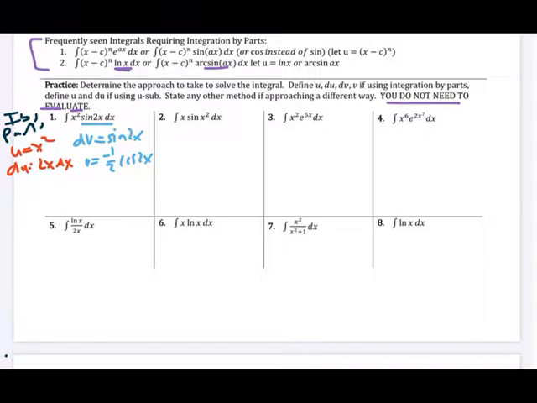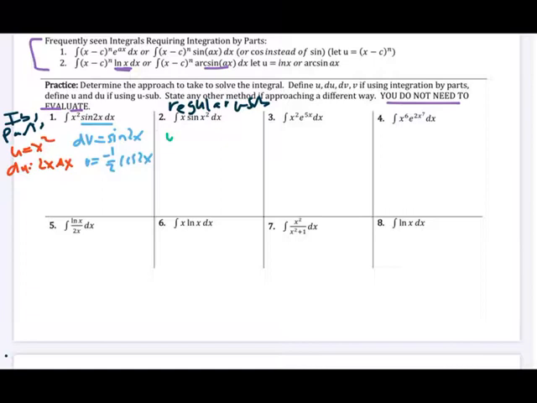Moving on to number 2, again, I'm going to start with all the other things that I've learned. Integration by parts is not my first go-to, so I'm going to check first to see if regular U substitution works. So if I let u equal x squared, then du would equal 2x. So that is actually going to work. Regular U sub would be a great strategy here.